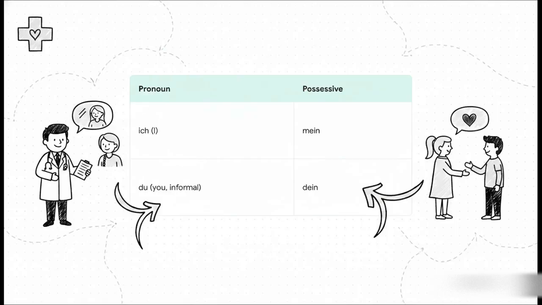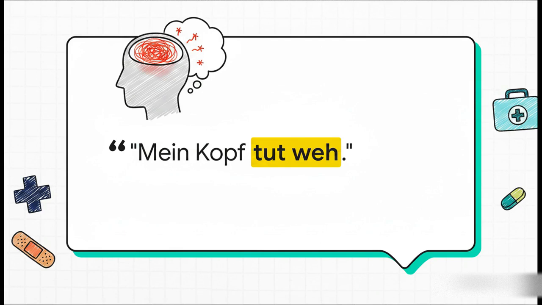And the connection is super straightforward. If you're talking about yourself, ich, or I, the word you need is mein. If you're talking to a friend using the informal du, it's dein. So, mein is my, dein is your. Easy peasy. Okay, let's put it all together now. This is the payoff. To say my head hurts, you say, mein Kopf tut weh. See how that works? You've got your possessive, mein, then the body part, Kopf, and finally the phrase for hurts, which is tut weh. Honestly, this might be the single most useful phrase we cover today.